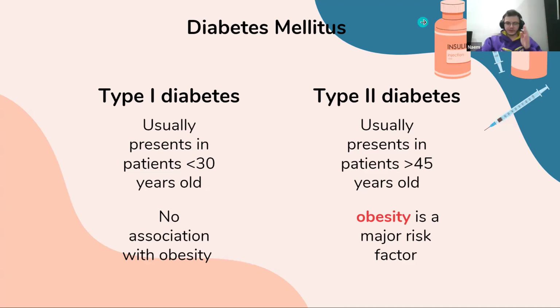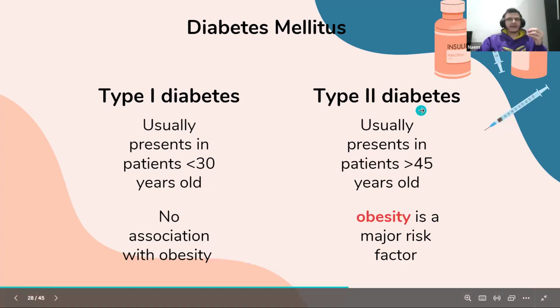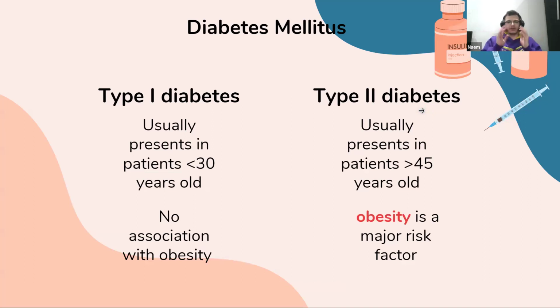So always in your MCQs, look at the age. If they're young, then it's most likely type 1. If they're old, it's most likely type 2. Not just that, also obesity. Now, obesity is a very major risk factor in type 2 diabetes, a very big factor. If you're obese, the chance of you having type 2 diabetes increases by about 10 times.